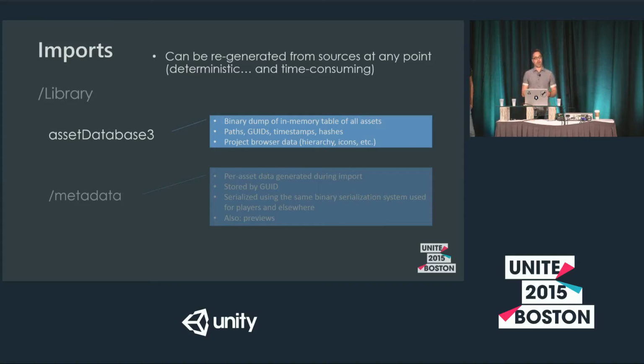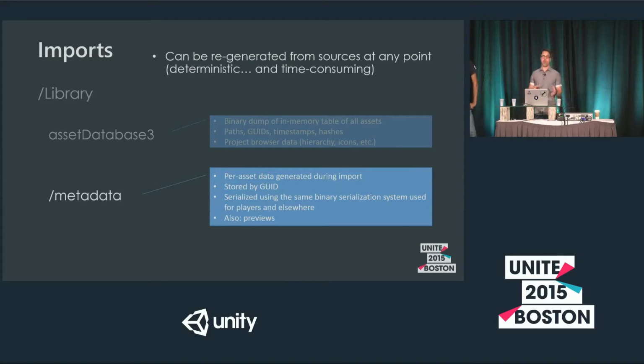The imported data, however, is not stored in the asset database, but rather goes into this weird folder called metadata inside the library folder. Here we store, basically under the GUID of the asset, all the imported data for that one specific asset. Again, it's binary serialized stuff. You can just fire binary to text edit. You see what's in there.